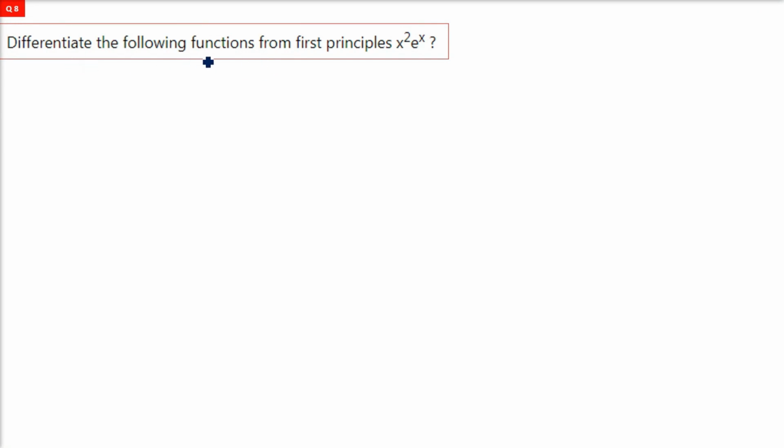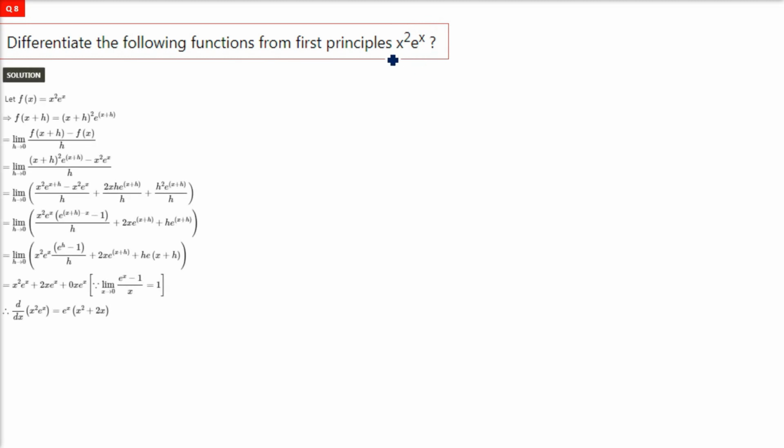Differentiate the following functions from the first principles: x square e raised to the power x. Same thing we have to do. If you want a reference, I have given you a reference on the left. This is the actual function we have to differentiate, and when we differentiate we have to use this f(x plus h). So I am adding h with the x and writing the function, which is called f(x plus h), and then subtracting the original function f(x), which is nothing but x square e raised to the power x. It is not minus x, I'll just change it.